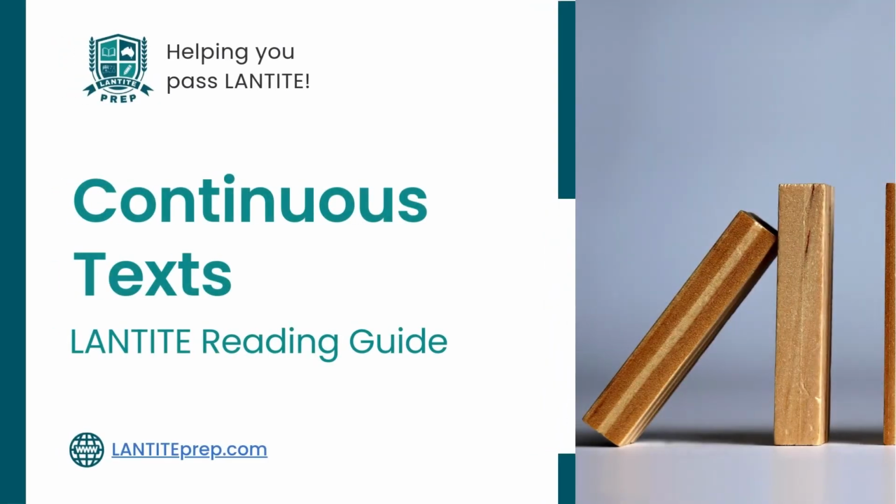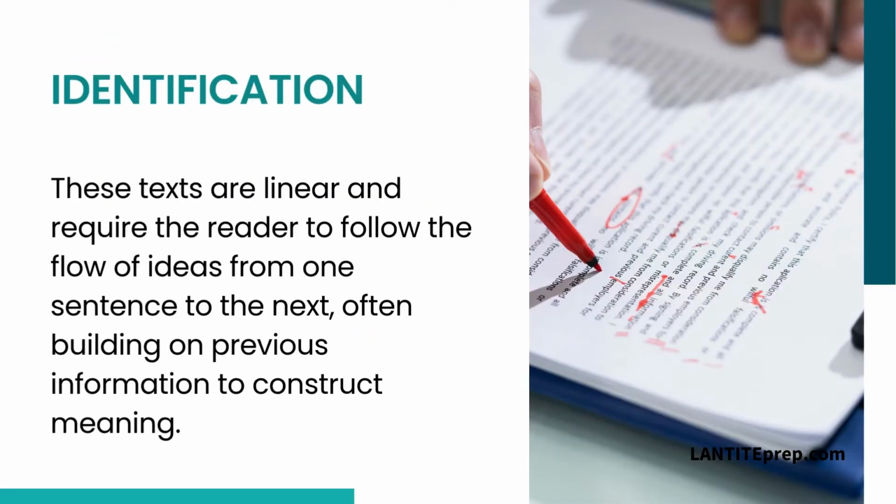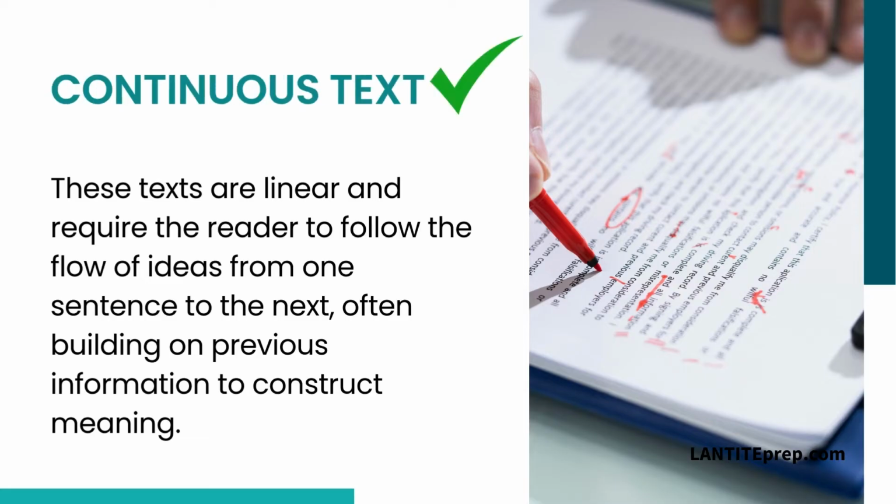Continuous texts are passages where information is organized into sentences and paragraphs. They include essays, articles, reports, and novels. When taking your exam and you need to identify a text passage type, check if the passage is linear and requires you to follow the flow of ideas from one sentence to the next, often building on previous information to construct meaning. If this is the case, it's more likely a continuous text question.